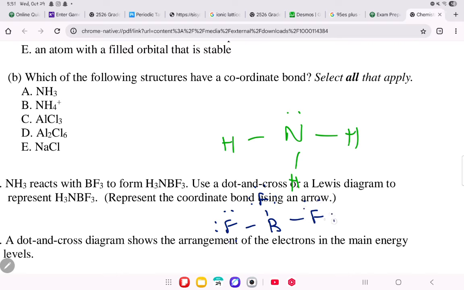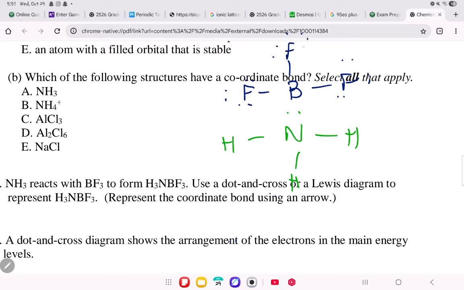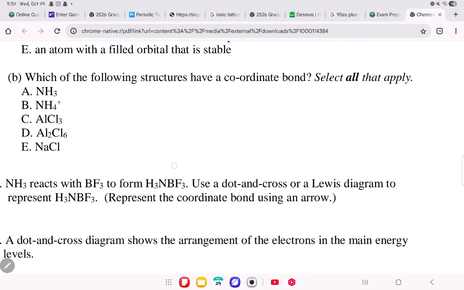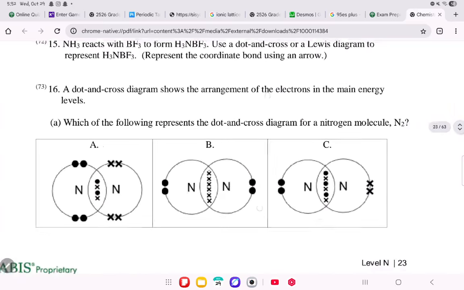So let me just draw that up. It's going to be boron over here, and then it has F, F, and F. Perfect. So now, what happens? The lone pair from nitrogen will go to the electron deficient boron, and this is very simply H3NBF3.